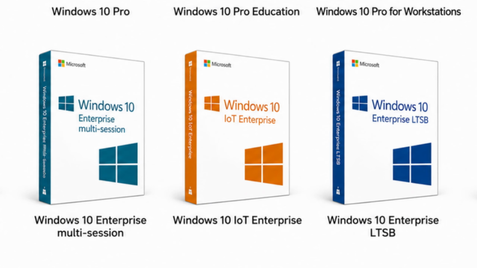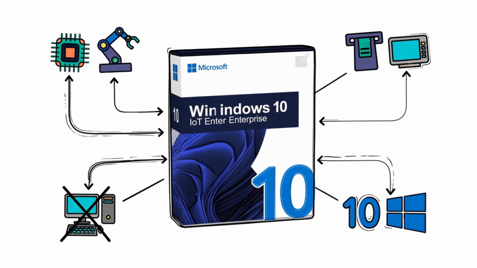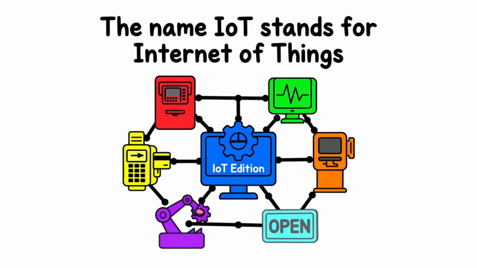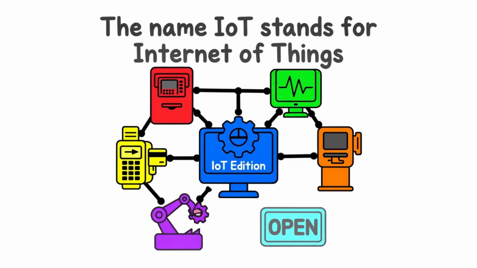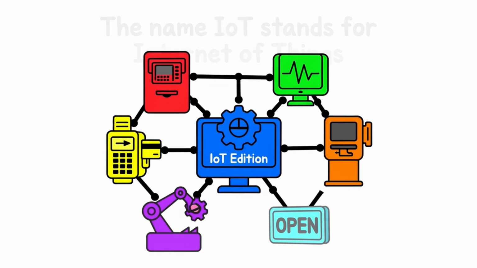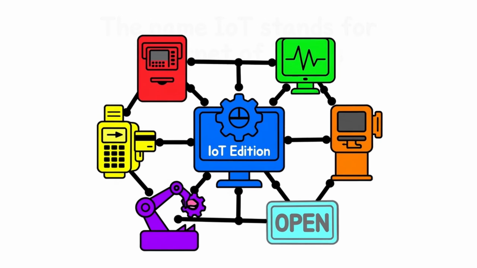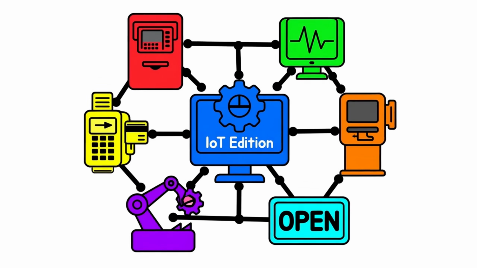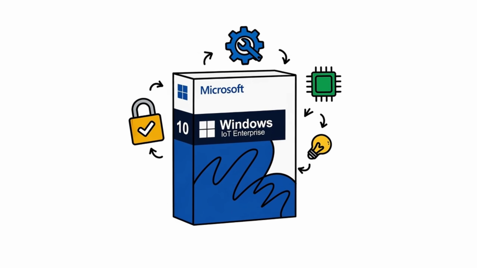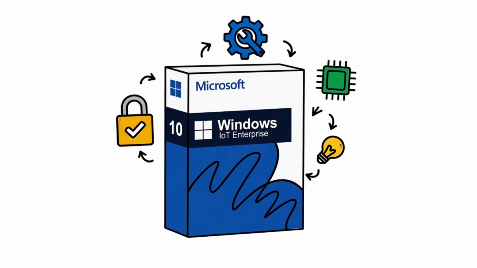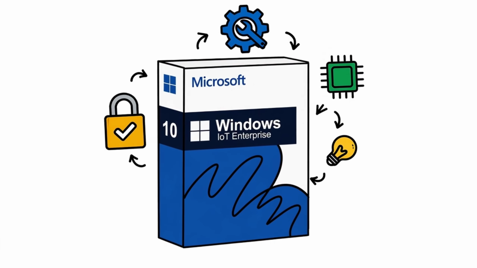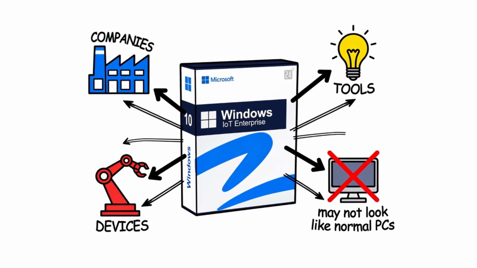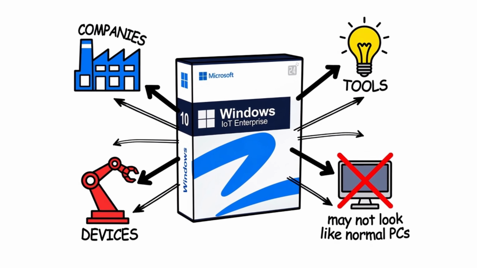Windows 10 IoT Enterprise. Windows 10 IoT Enterprise is made for dedicated devices, rather than ordinary personal computers. The name IoT stands for Internet of Things, but in real use, this edition often appears in devices with a specific job, such as kiosks, payment terminals, ATMs, medical systems, factory machines, digital signs, and industrial computers. Microsoft describes Windows IoT Enterprise as a full version of Windows Enterprise that brings enterprise manageability and security to IoT solutions. That means companies can use familiar Windows tools while building devices that may not look like normal PCs.